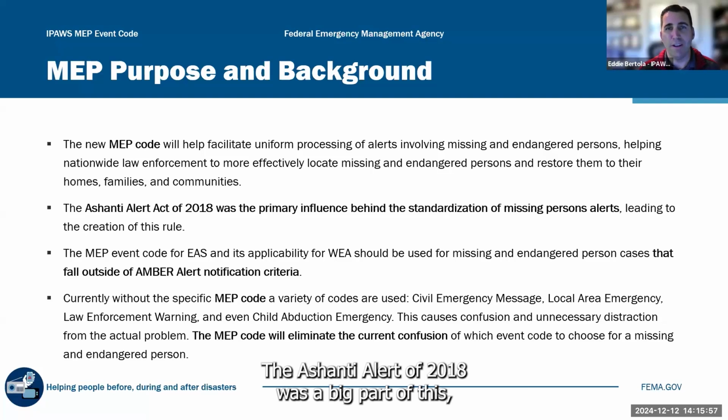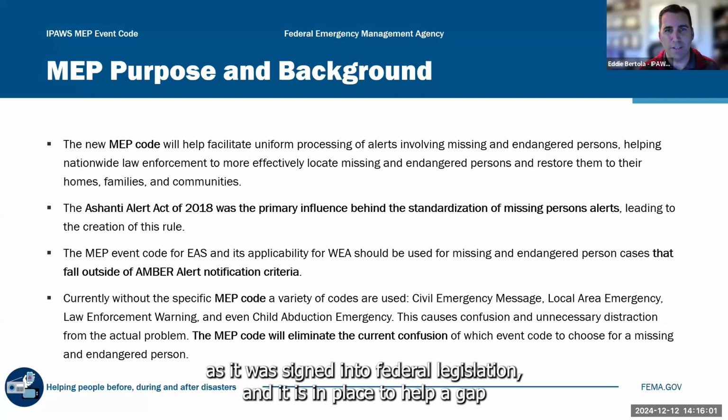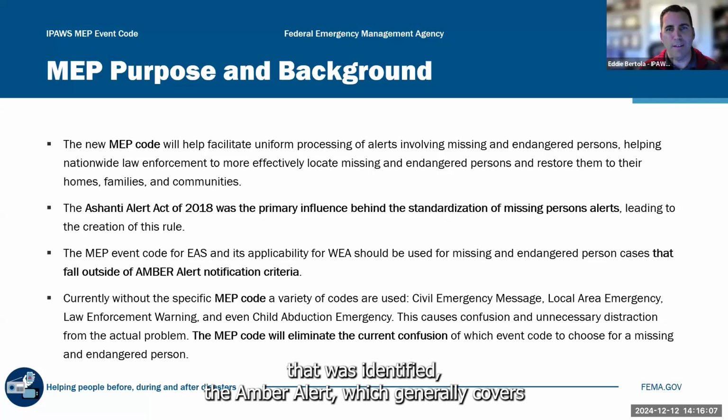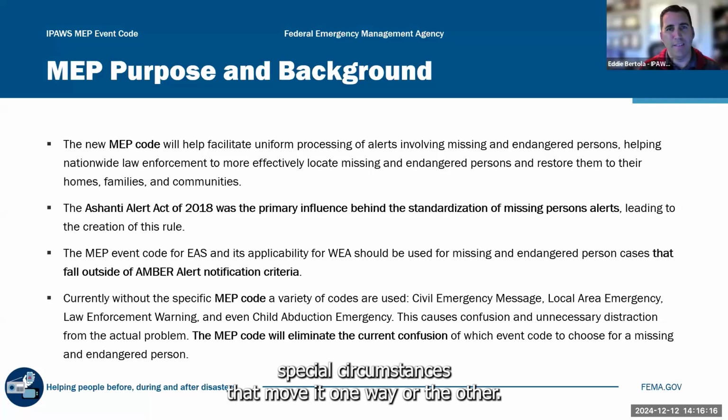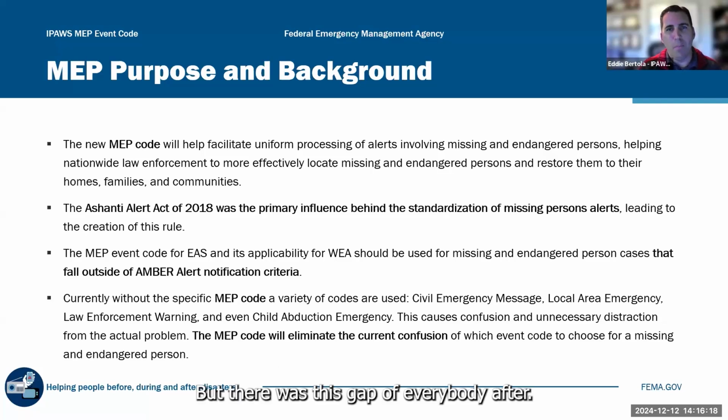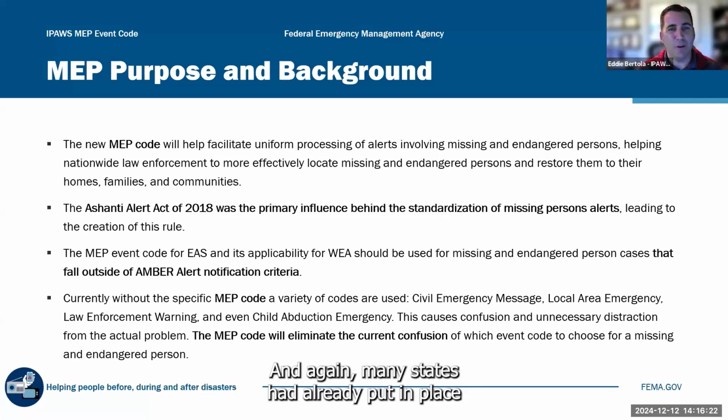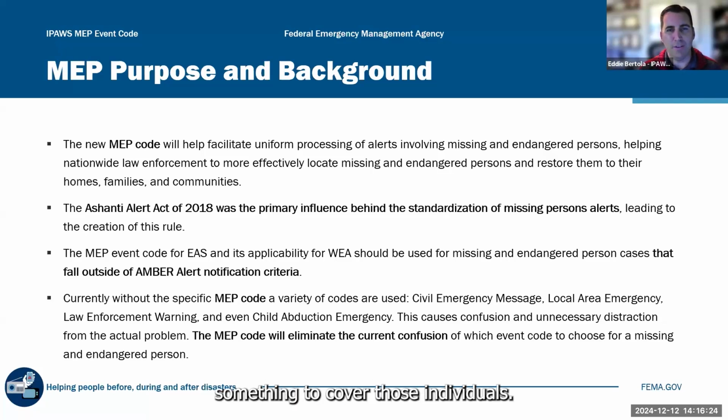The Ashanti Alert of 2018 was a big part of this as it was signed into federal legislation. It is in place to help a gap that was identified. The Amber Alert generally covers those from newborn to 18, and there may be some special circumstances that move it one way or the other. But there was this gap of everybody after. And again, many states had already put in place something to cover those individuals.